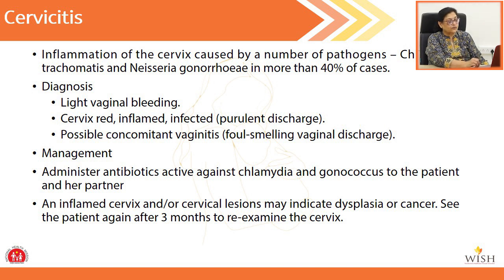would cause light vaginal bleeding, with a cervix on per speculum examination which is red, inflamed and infected. There could be concomitant vaginitis also. The management would be to administer antibiotics which are active against chlamydia and gonococcus to the patient and her partner. You may also offer her a pap smear and follow up the patient after 3 months to re-examine her cervix.